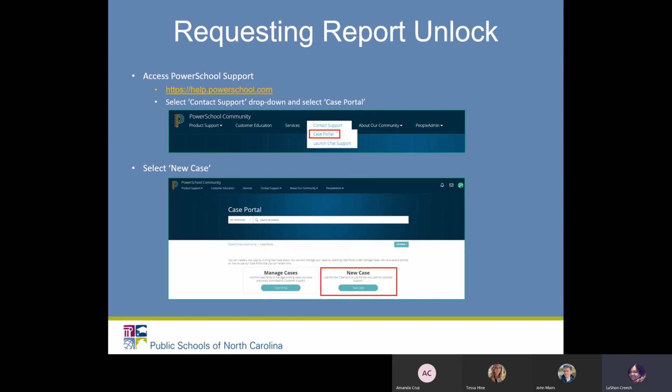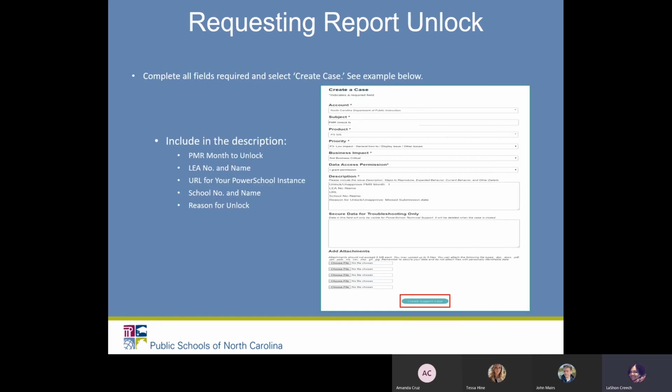Requesting a report unlock from PowerSchool. You want to access PowerSchool Support through the link and select Contact Support. Drop down and select the case portal. Select New Case, and then complete all fields required and select Create Case as seen in the example below. Make sure that you include in the description the month to unlock, the LEA number and name, the URL for the PowerSchool instance, school number and name, and the reason for the unlock.